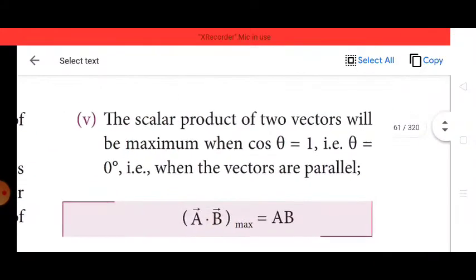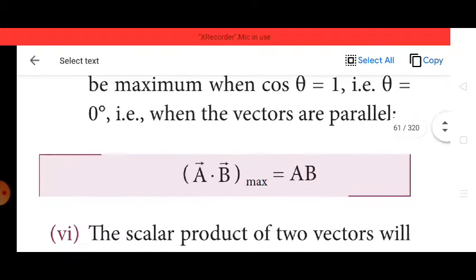Fifth point, the scalar product of two vectors will be maximum when cos theta is equal to 1, that means theta is equal to 0 degree. That means when the vectors are parallel, a vector dot b vector maximum is equal to ab.